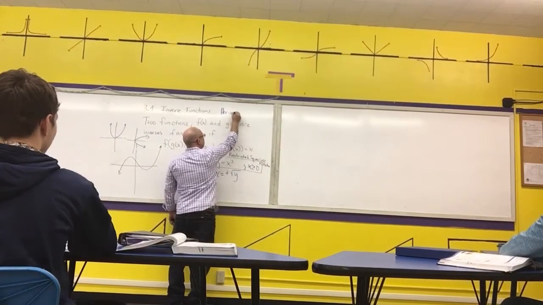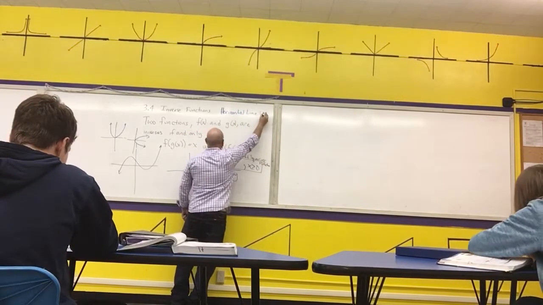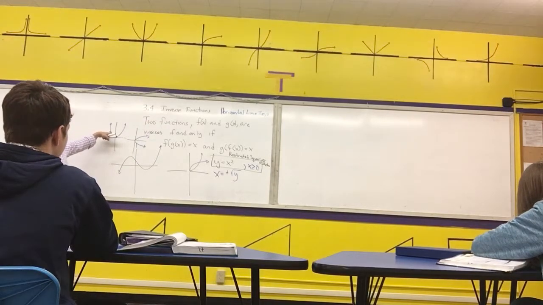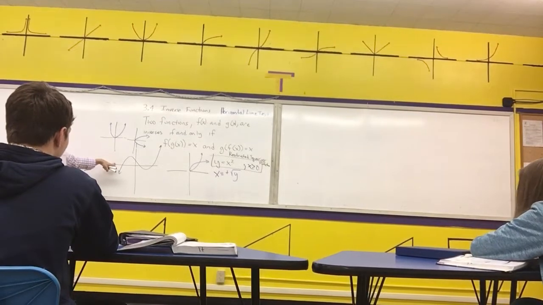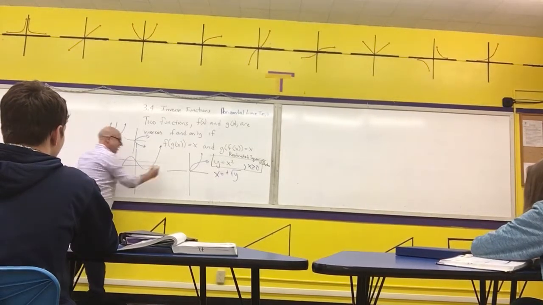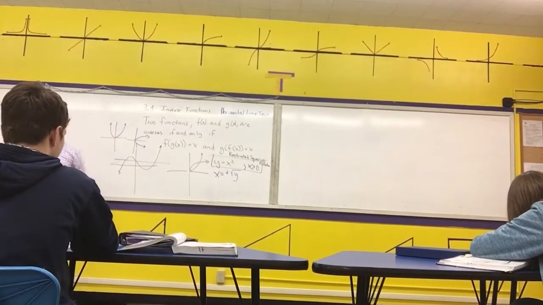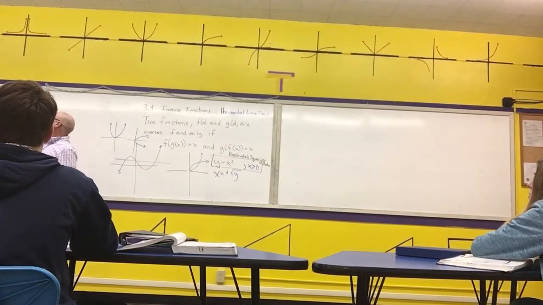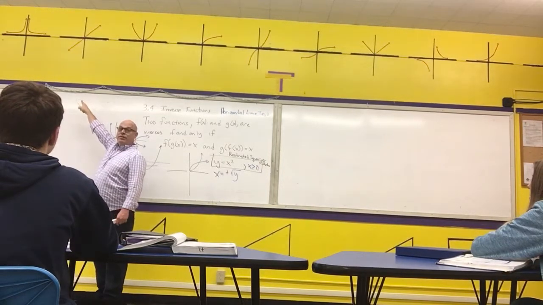Does this graph pass the horizontal line test? As of now, no, it does not have an inverse. Does this graph pass the horizontal line test? Yes. Does this one? No, this graph would not have an inverse. First one, no. Second one, no. Third one, no. Fourth one, no. Fifth one, yes. That one passes, it has an inverse.